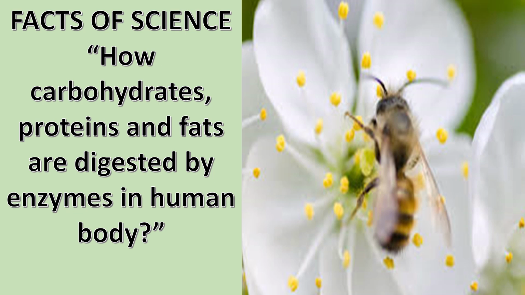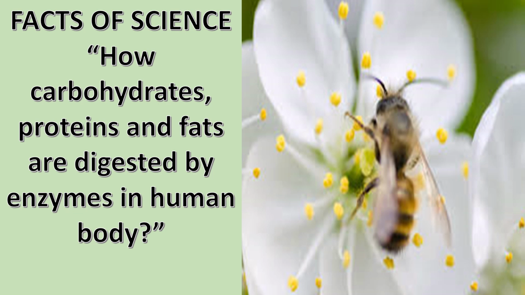Friends, in this video, I will tell you how carbohydrates, proteins, fats, and other nucleic acids are digested by enzymes in the human body. What are carbohydrates? These are compounds containing carbon, hydrogen, oxygen. For example, glucose is a carbohydrate, also called monosaccharide. Fructose is also a monosaccharide. Sucrose, maltose, and lactose are disaccharides. Starch and glycogen are polysaccharides. So these are carbohydrates.